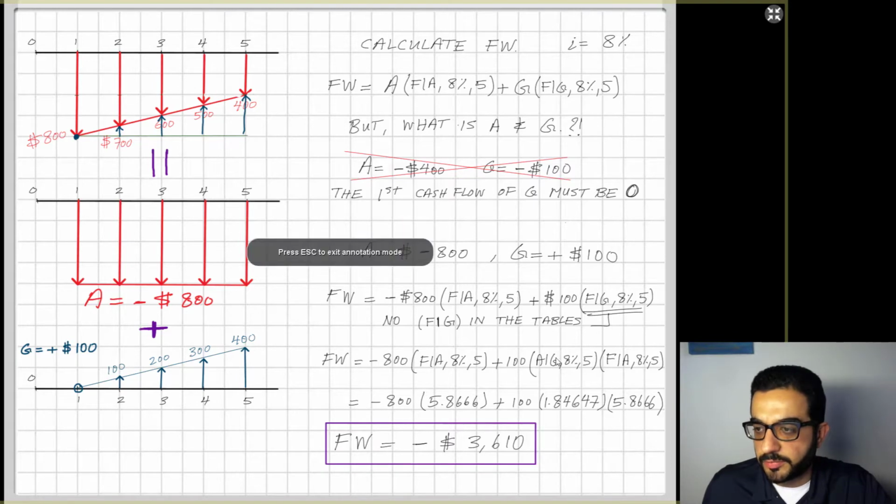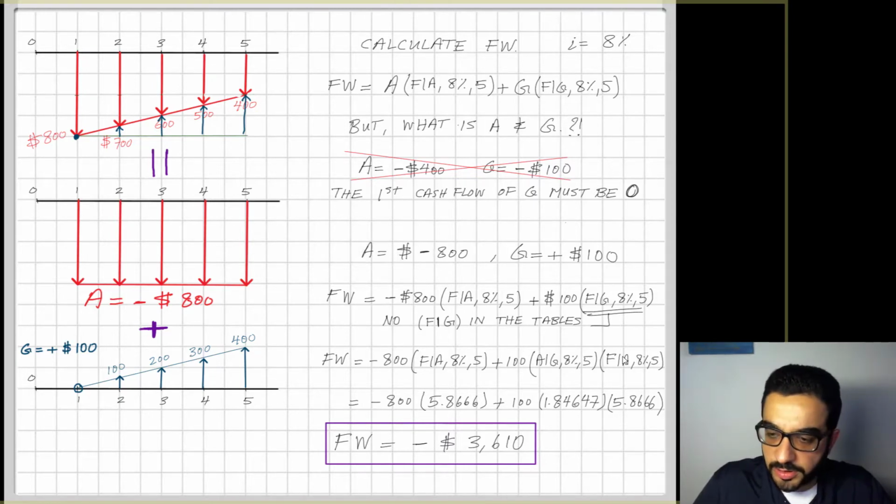Remember, this is one way. Maybe try at your own time, instead of A given G times F given A, try P given G times F given P. That will be a fun exercise for you to do.